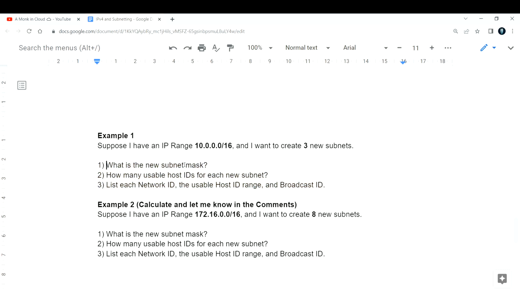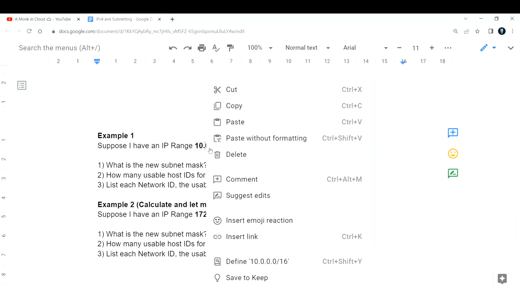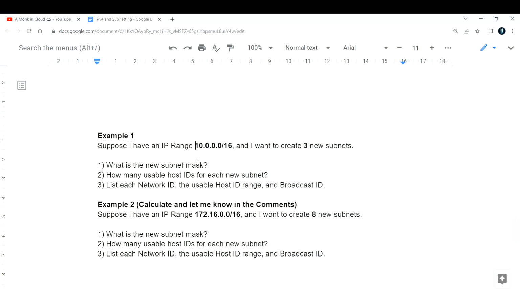Okay, so first one, what is the new subnet mask? We'll see what that is. Next, how many usable host IDs for each new subnet? We'll see that. Then, list each network ID, the host ID range and the broadcast ID. If you answer these 3 questions, you will be able to tackle this one. So what is our intention? Our intention is to create 3 subnets for this IP range. Let me copy this IP address and I'll see you in my Excel sheet where I have a shortcut for you to calculate your subnets.